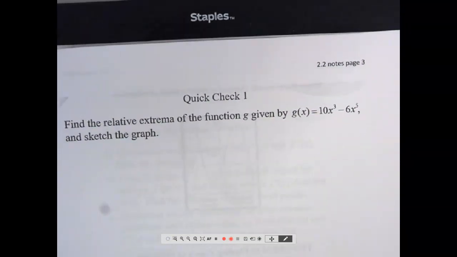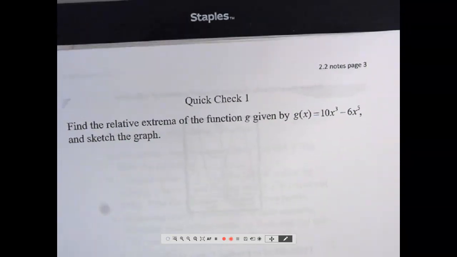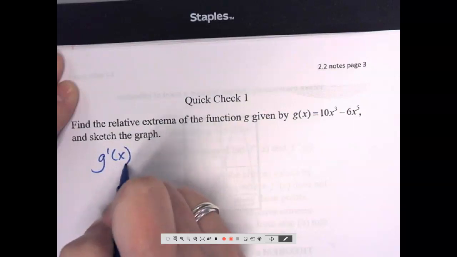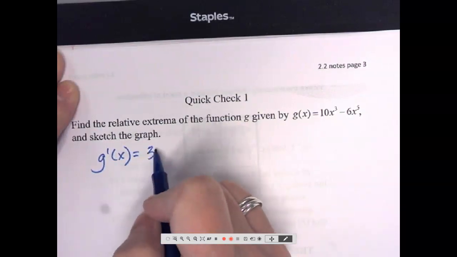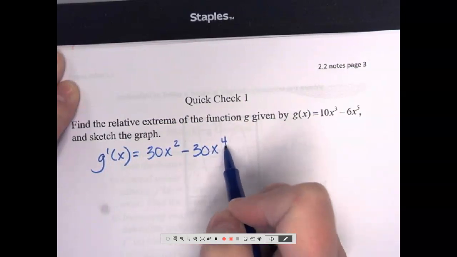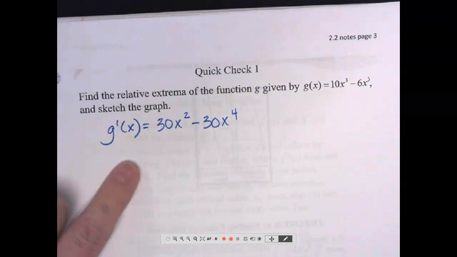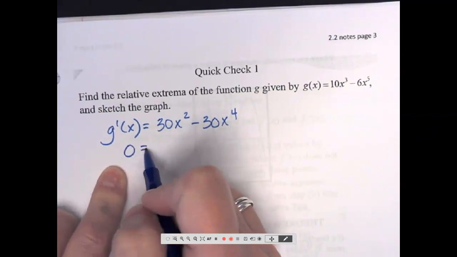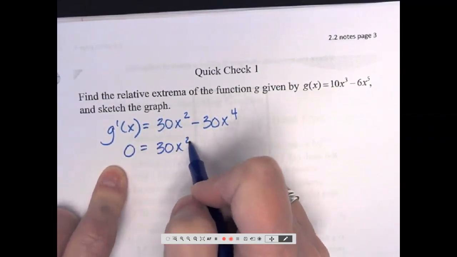Okay, find the relative extrema of the function given by and sketch. Okay, so relative extrema, what's it asking for? Maxes and mins, okay, which uses the first derivative. Okay, so let's find our first derivative. 30x squared minus 30x to the 4. Will that ever be undefined? Nope, I don't have any x's in a denominator or anything weird like that. So it will equal 0 somewhere.